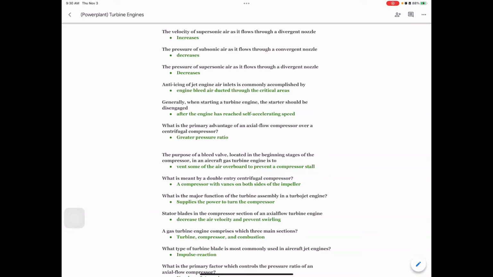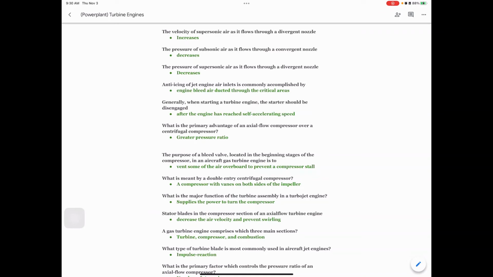Anti-icing of jet engine air inlets is commonly accomplished by engine bleed air ducted through the critical areas. Generally, when starting a turbine engine, the starter should be disengaged after the engine has reached self-accelerating speed. What is the primary advantage of an axial flow compressor over a centrifugal compressor? Greater pressure ratio. The purpose of a bleed valve, located in the beginning stages of the compressor, in an aircraft gas turbine engine is to vent some of the air overboard to prevent a compressor stall.